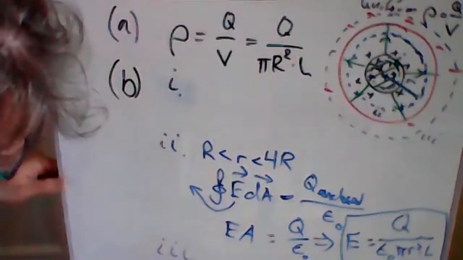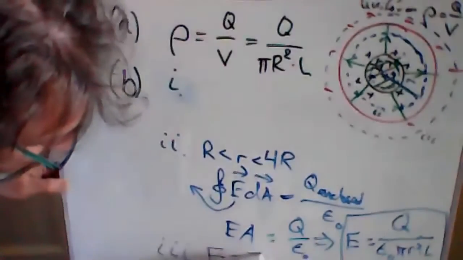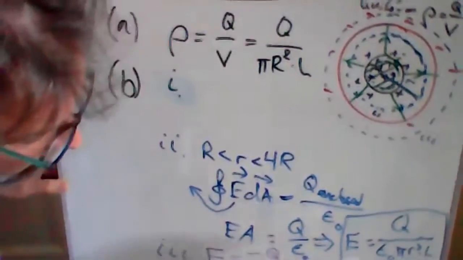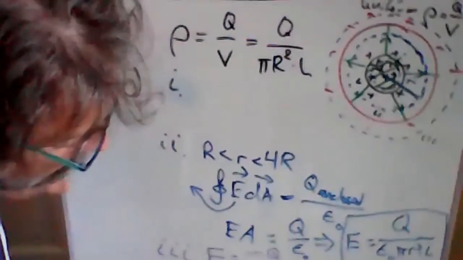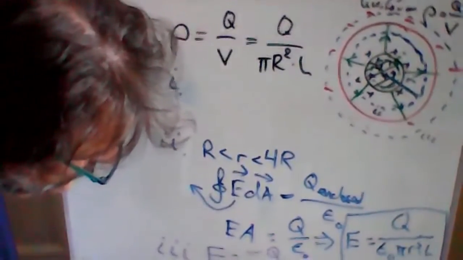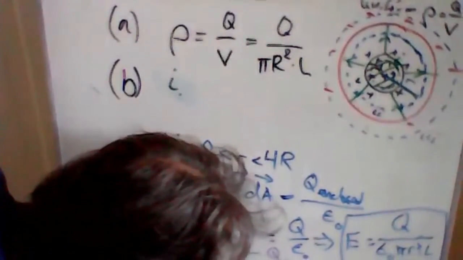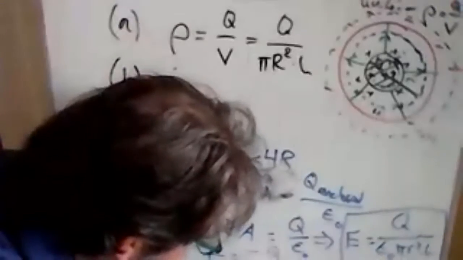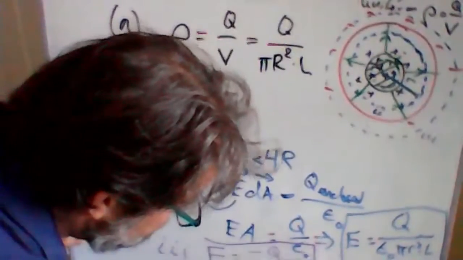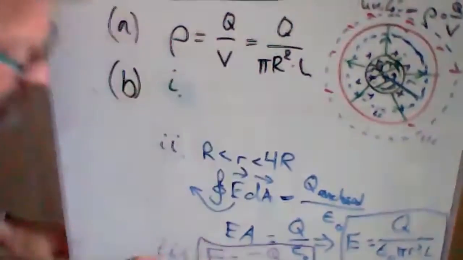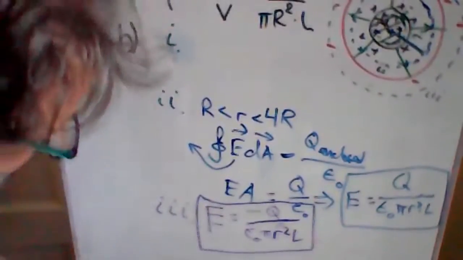Everything else is the same, and we can just rewrite that. E is equal to minus Q divided by epsilon naught pi r squared L. Whoopsie, it's not really easy to read, is it? And we can box that in purple. There we go. And I scooched off the surface there.